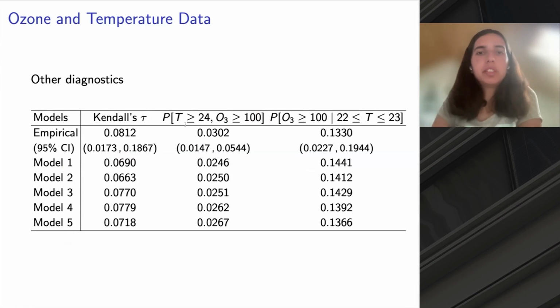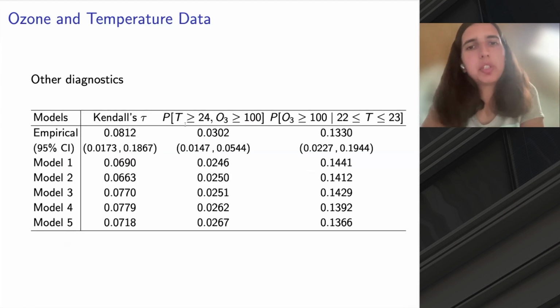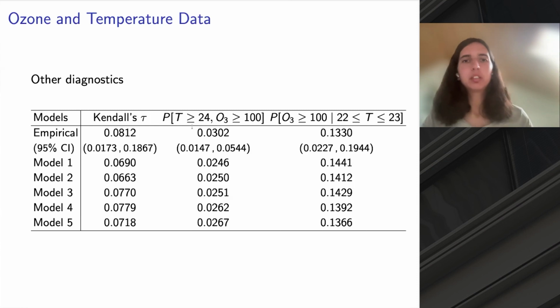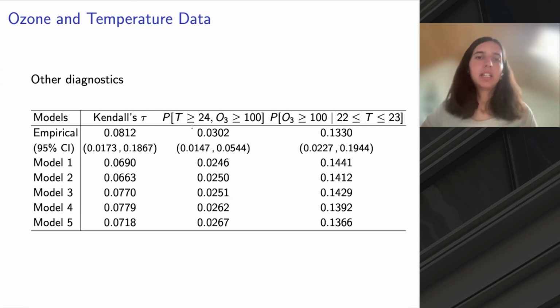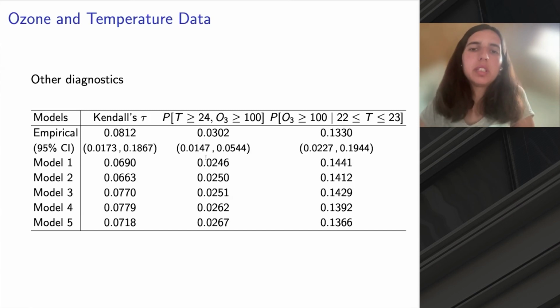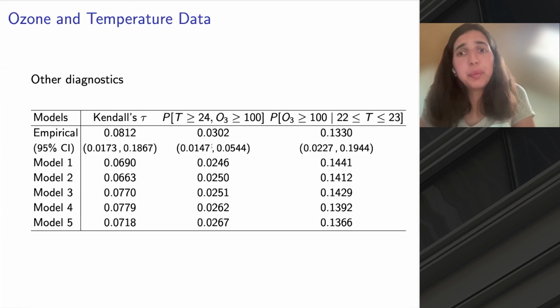We then computed the probability of a temperature being high. 24 is high for Blackpool, so they barely reach 24 in summer. So we computed the probability of the temperature being bigger than 24 and the ozone exceeding the moderate threshold, and again, compared with the empirical and the 95% confidence intervals. And again, they are within the confidence interval.